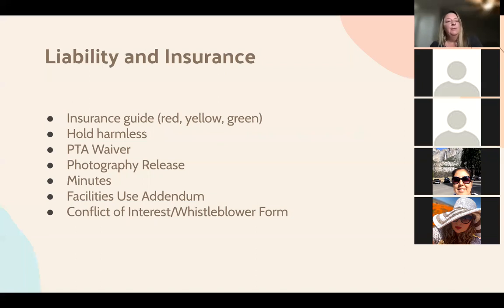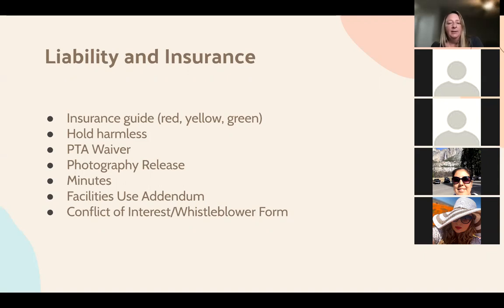Some other things to keep in mind to help you be successful: liability and insurance. I touched on this earlier. There is an insurance guide. AIM is our broker. The insurance guide is available on capta.org. You search for it, and I have it in my resources slide as well. If you search for it, you can find the entire guide. You can print it out if you want, or you can just look at it online.